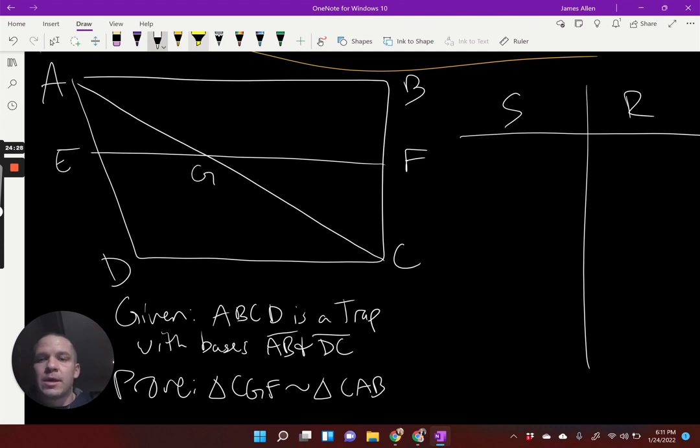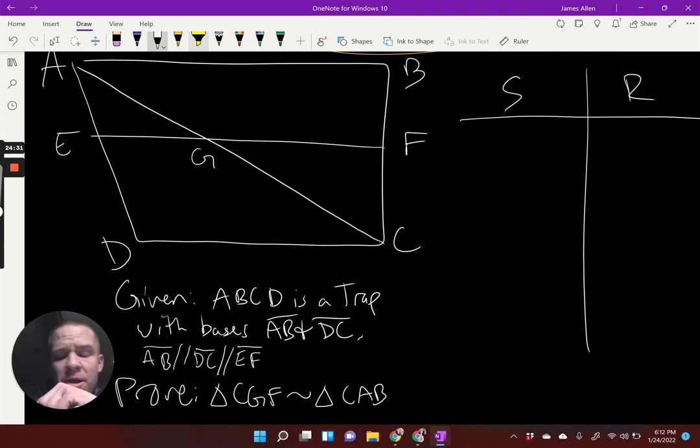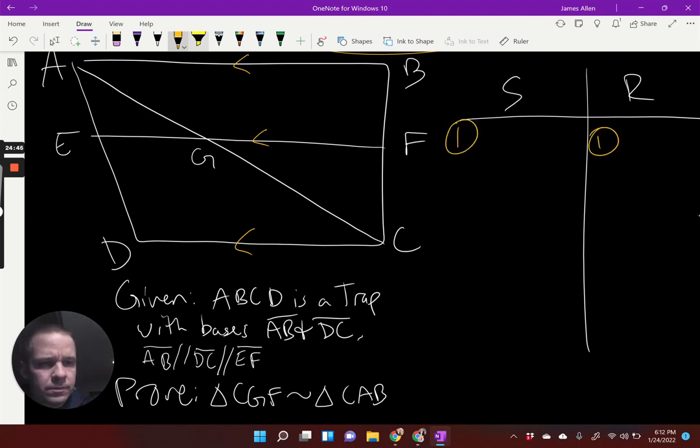So let's see here. I wanted to add one last thing to the given there. It's that all three of these are going to be parallel. So this is parallel to this, is parallel to that. So it's parallel to the two bases of the trapezoid. So it's given to us. We don't even need to state it.